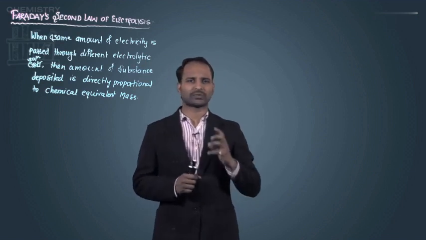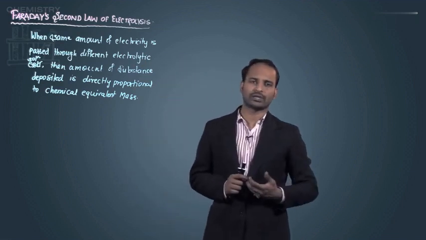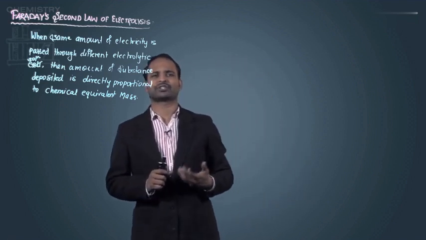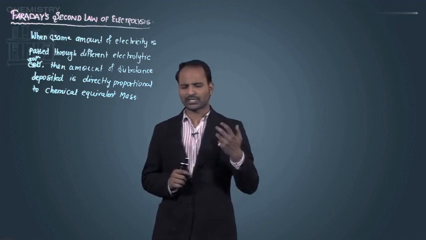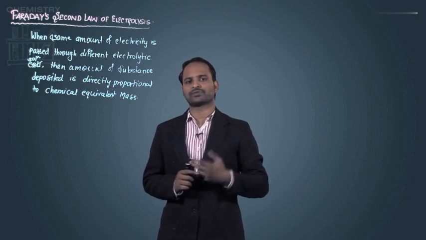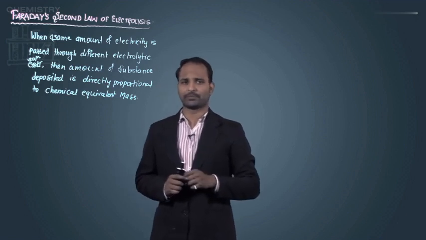That means the substance which has the higher equivalent mass will deposit more, and the substance which has a lower chemical equivalent mass will deposit less.